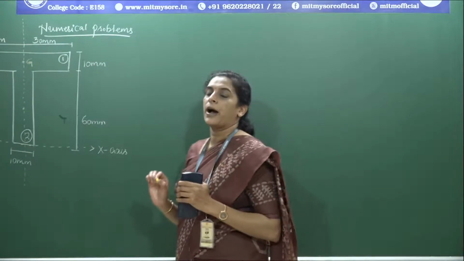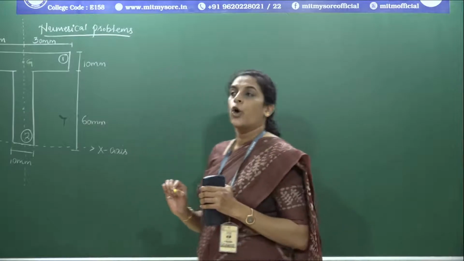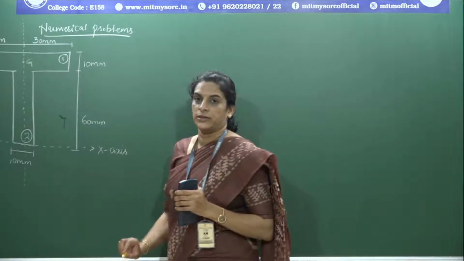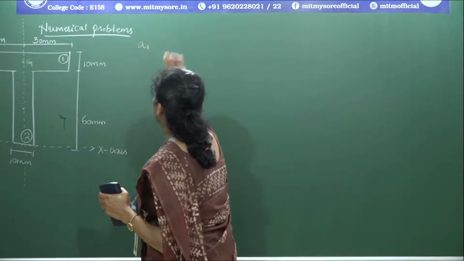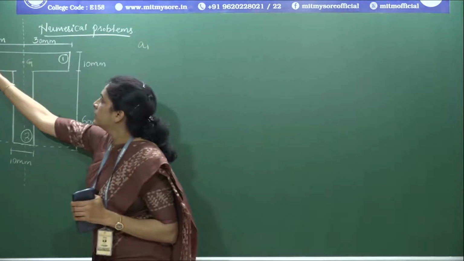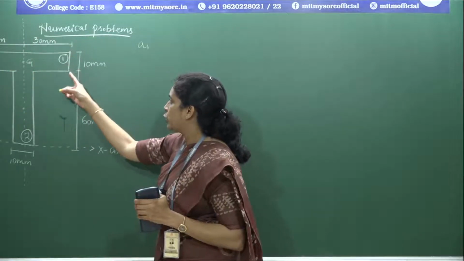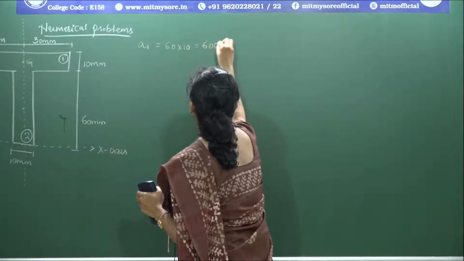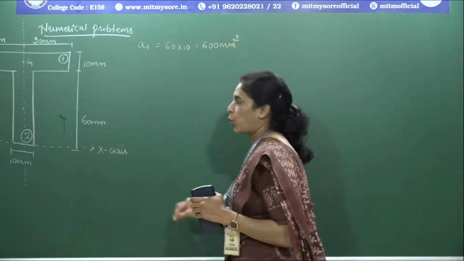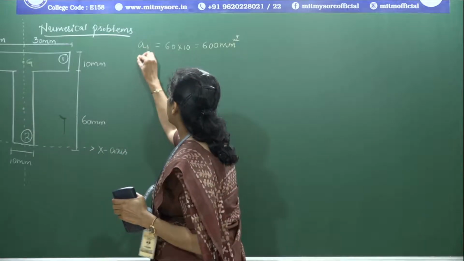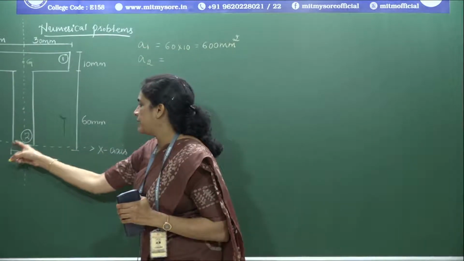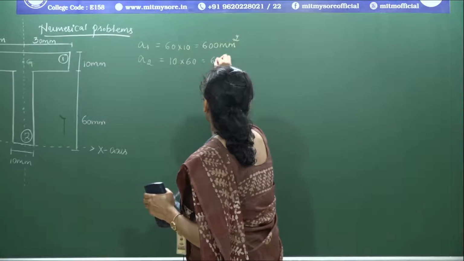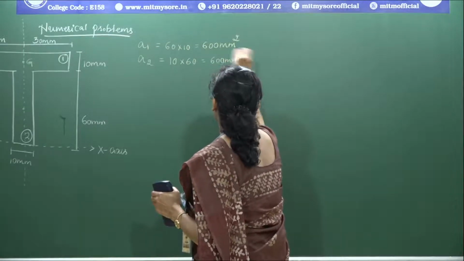Now, after marking the axis of symmetry, next we are supposed to calculate the areas of the individual components. The area of the first component is 60 into 10. So we get 600 millimeter square. Next, the area of the second component. Again it is 10 by 60, base into depth. It is 600 millimeter square.